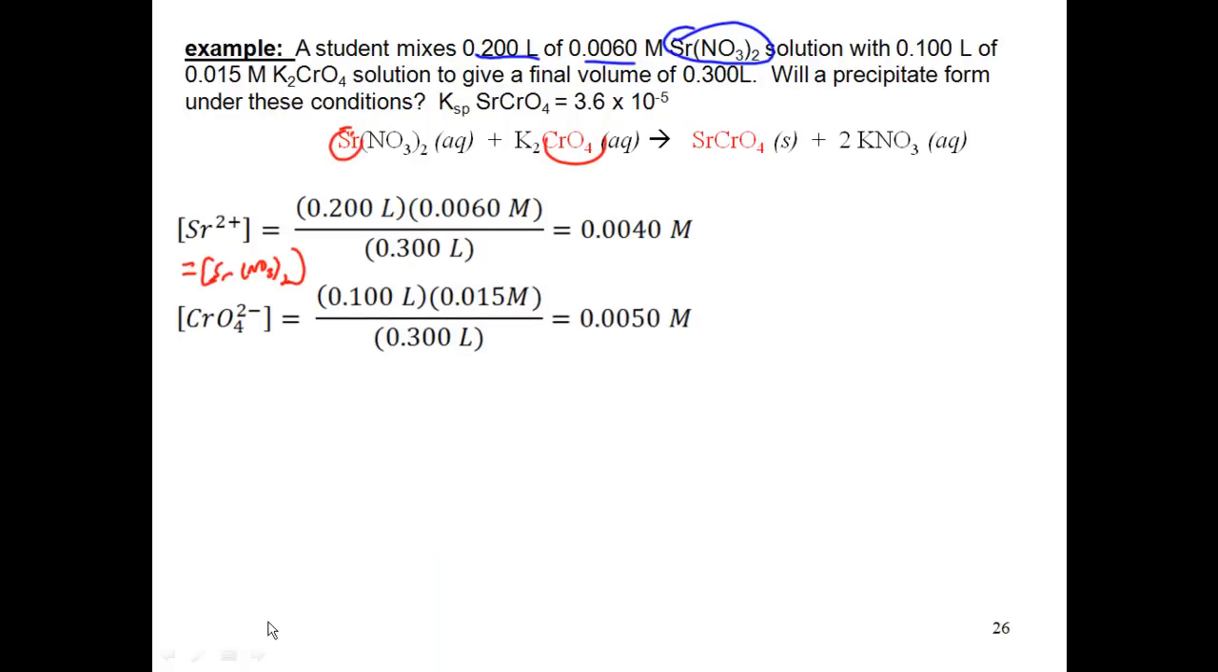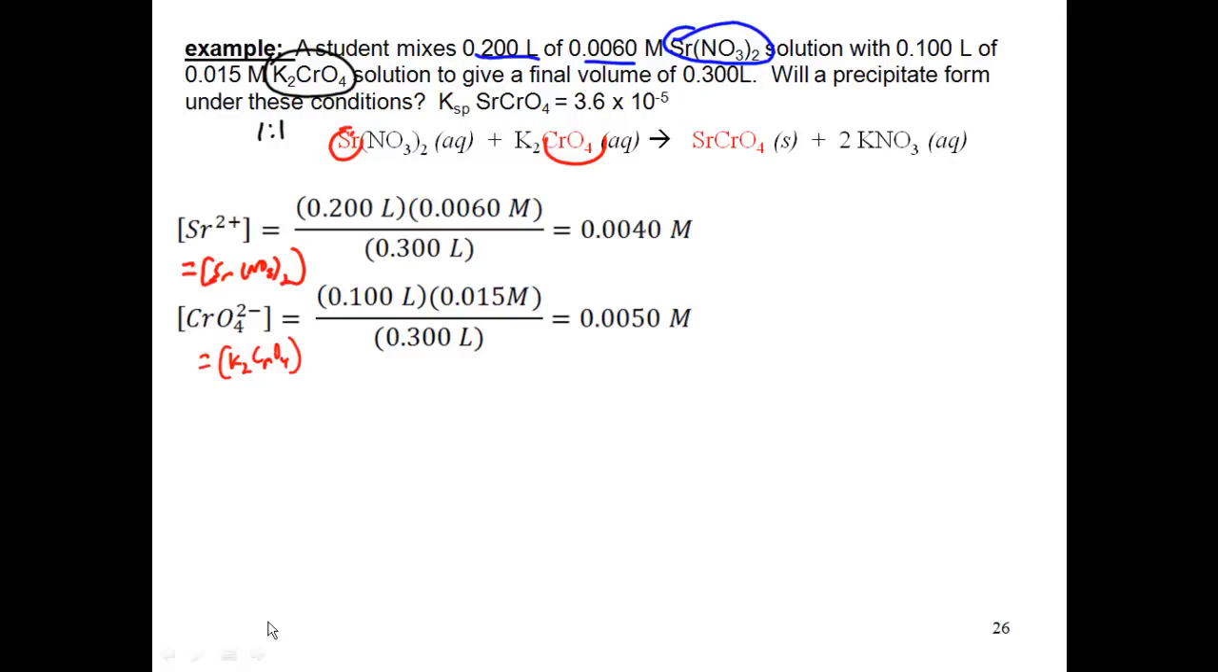How would I figure out the chromate? That's all coming from the potassium chromate. And the ratio between chromate and potassium chromate is 1-to-1 again, so the concentration of my chromate is the same as the concentration of my potassium chromate. If I wanted the concentration of potassium, since there are 2 potassiums for every 1 potassium chromate, it would be double the value. To calculate it, it's 0.1 liters times 0.015 molarity divided by 0.3 liters, which gets me 0.0050 molarity.